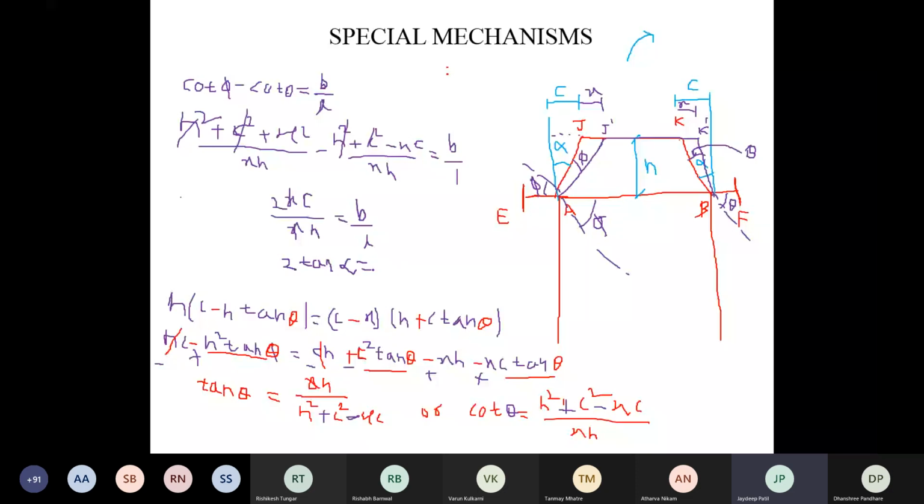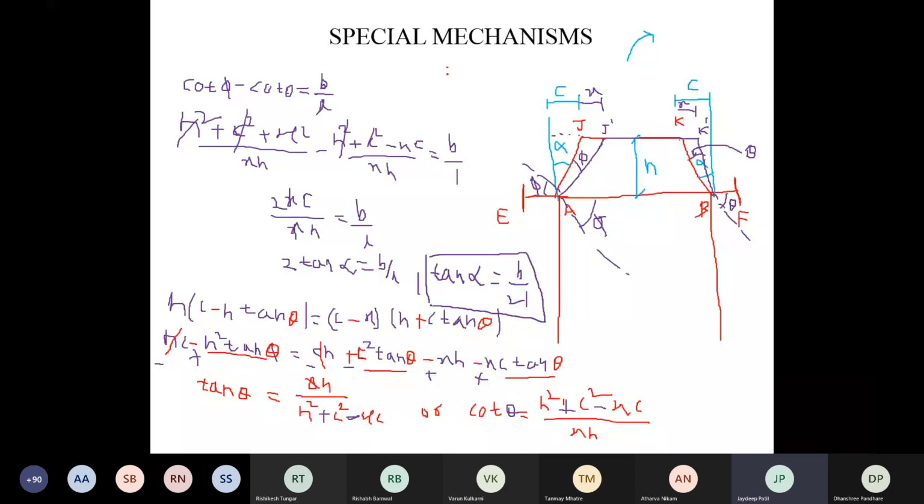And what will come here? Tan alpha is equal to B by 2L. Now this is the condition of the Davis steering gear mechanism. This is the condition of correct steering gear mechanism of Davis.